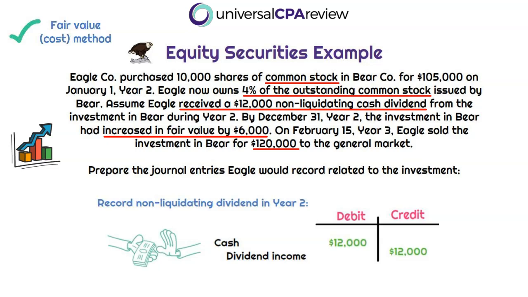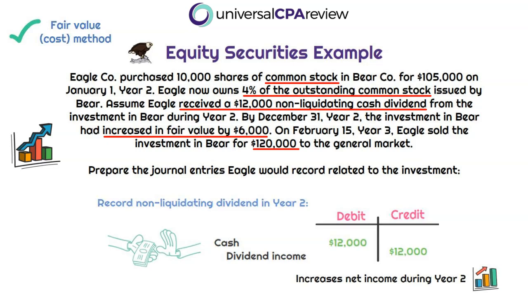Remember, it's just going to be dividend income, right? It's not going to impact the carrying value of the investment on the balance sheet. So that $12,000 cash, well, we're getting that. So it's a debit to cash for $12,000, and then we would credit dividend income for $12,000. So that's going to increase net income for year 2 based on this receipt of this non-liquidating cash dividend.